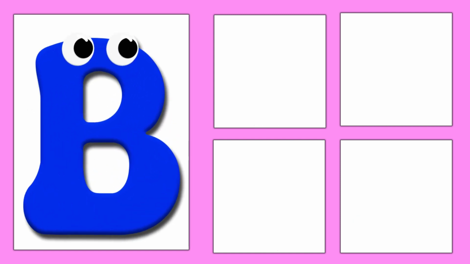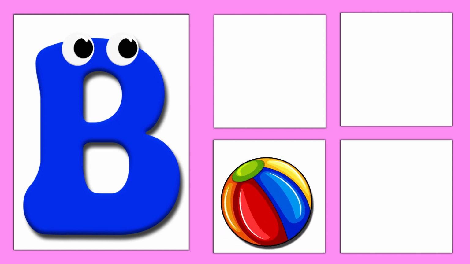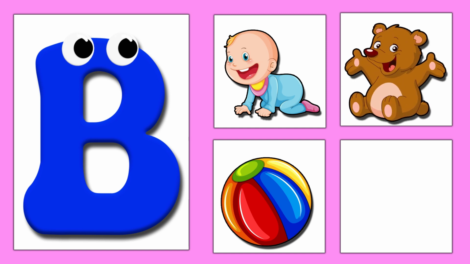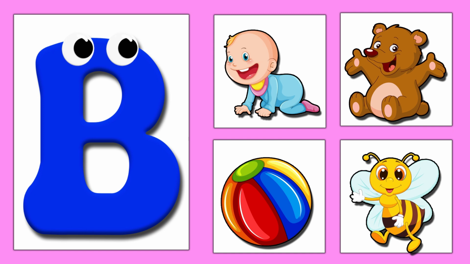A is for ant. B. B is for ball. B is for baby. B is for bear. B is for bee.